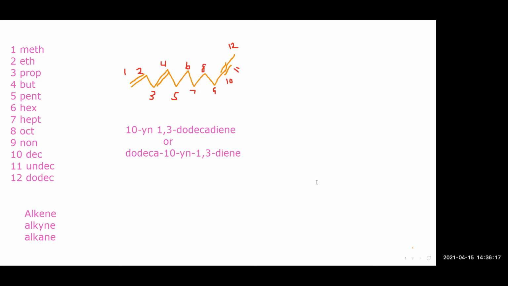Dodecane, 12 carbons. Write that other one, dodeca, and 1,3. Yeah, that one does look messier. Okay, same thing.